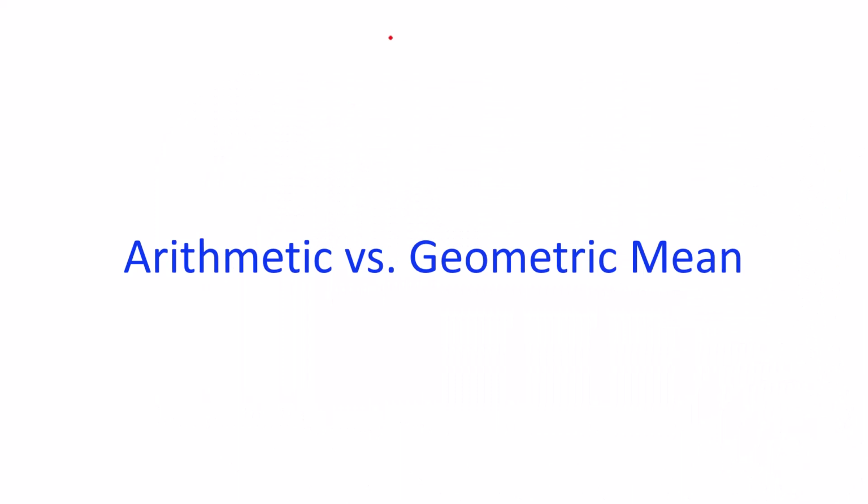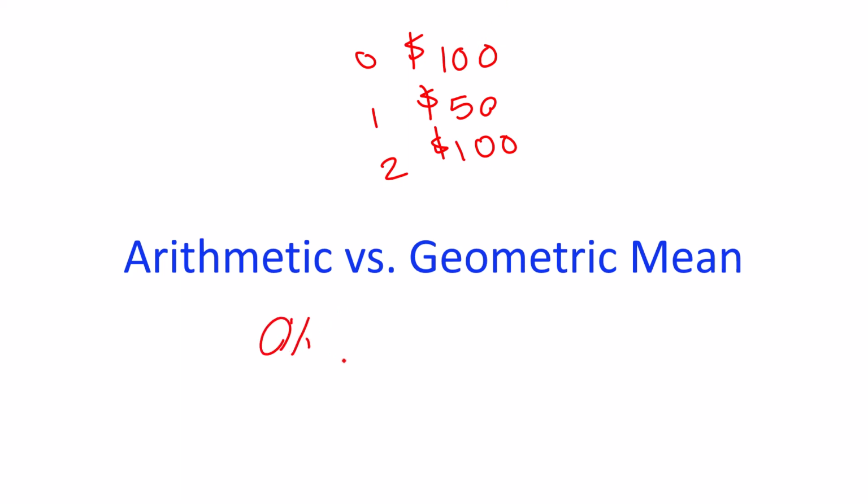We're going to start this discussion with an example. Let's say you buy a stock for $100. In year 1, the price of the stock goes to $50. And in year 2, it goes back to $100. If you want to calculate your average rate of return, what do you think it would be? You go from $100 to $100. So one answer is 0%.